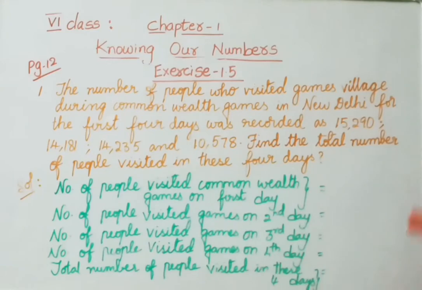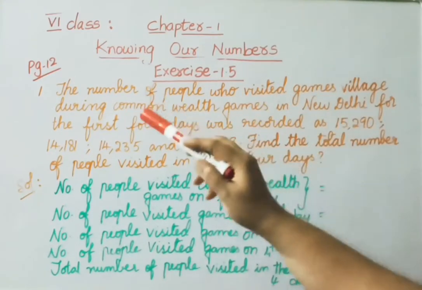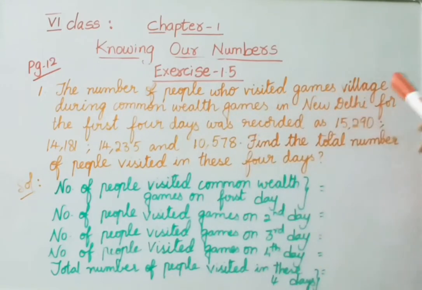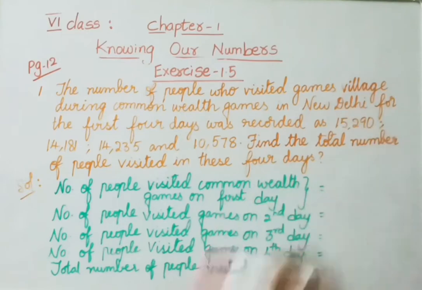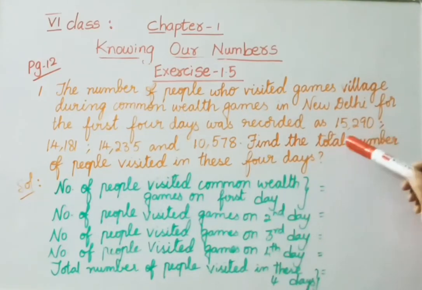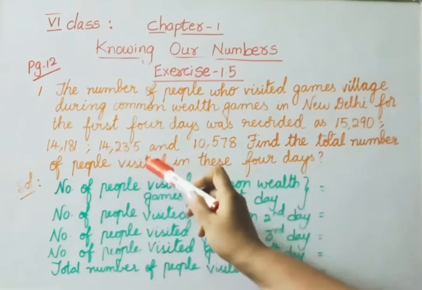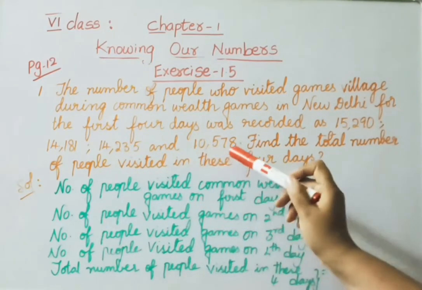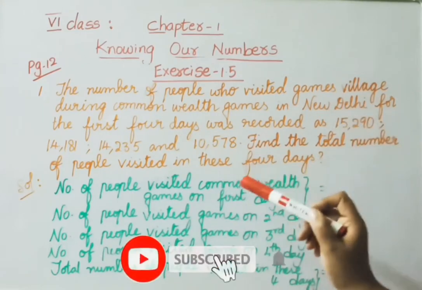See now exercise 1.5, first sum. The number of people who visited Games Village during the Commonwealth Games in New Delhi for the first 4 days was recorded as 15,290, 14,181, 14,235 and 10,578. Find the total number of people visited in these 4 days.